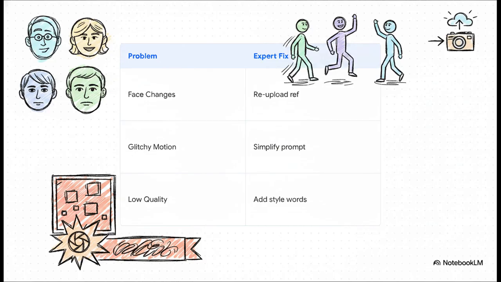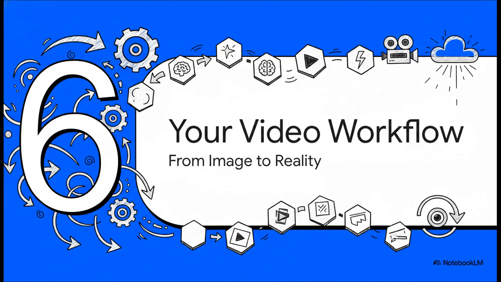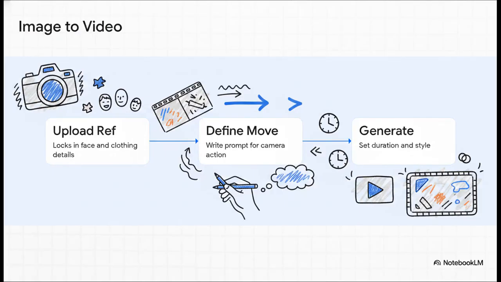Use clear, singular actions. If your character's face starts warping between shots, your immediate fix is to re-upload your visual reference sheet to re-anchor the AI. And if your visual quality drops and gets all muddy, just force higher detail by slapping on style keywords like "cinematic" or "8K resolution." Bringing it all home with Section 6, your new video workflow, taking this from an image to reality. Let's build out a seamless, concrete workflow that you can start using the literal second this explainer ends.